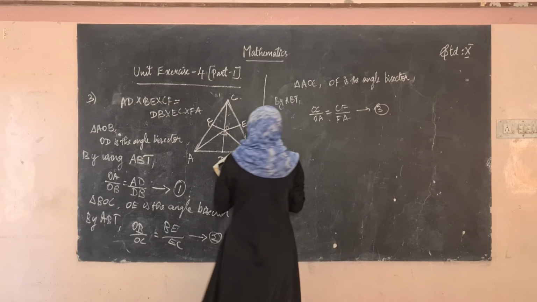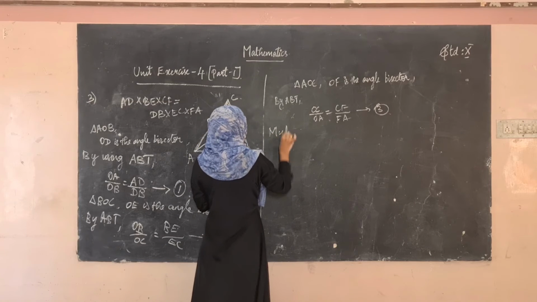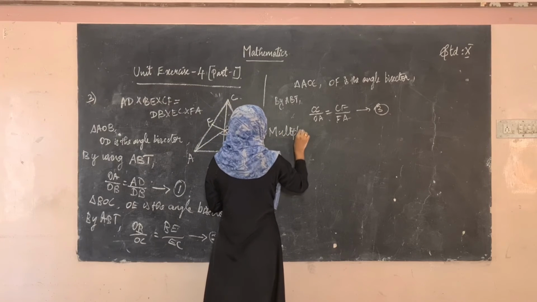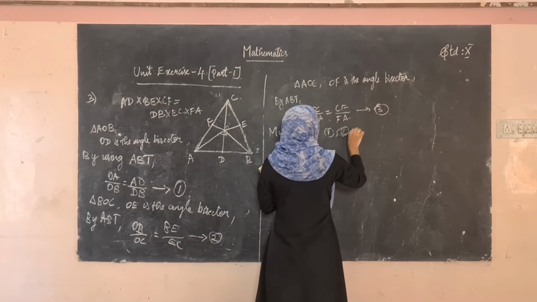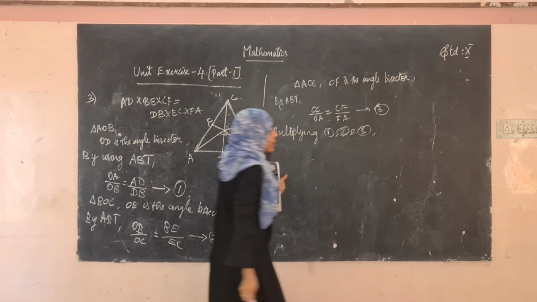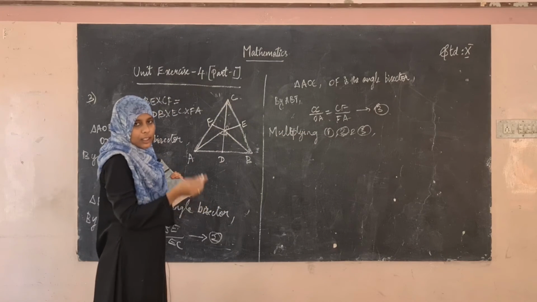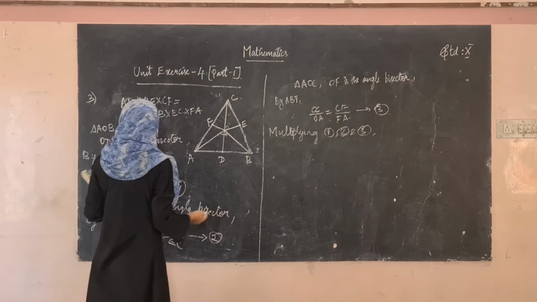So next we are going to multiply the first equation, second equation and third equation. Now multiply the left hand side separately and the right hand side separately. What is the left hand side?